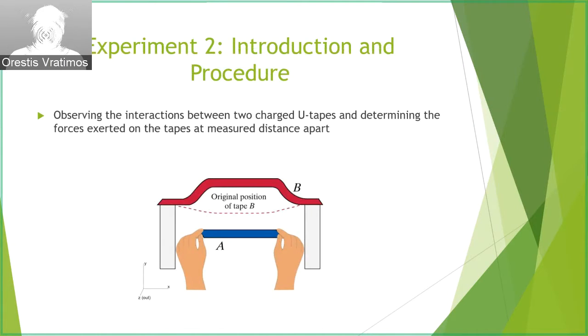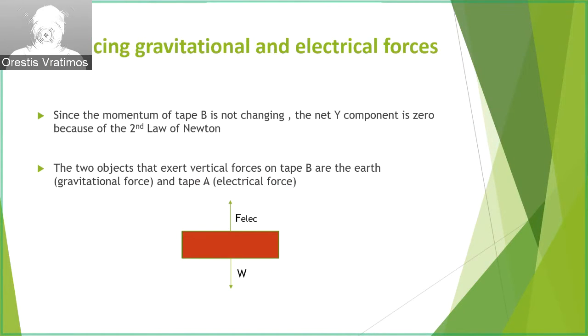For experiment 2, we set up two U-tapes again, and the B U-tape was set up on two objects, and we saw the interactions between the two of them. We wanted to determine the forces exerted on the tapes at the measured distance apart, and more specifically the interactions for tape B. So we saw that on tape B there are two forces, the electric force and the gravitational force, to be exact.